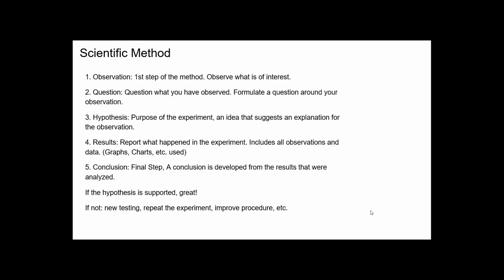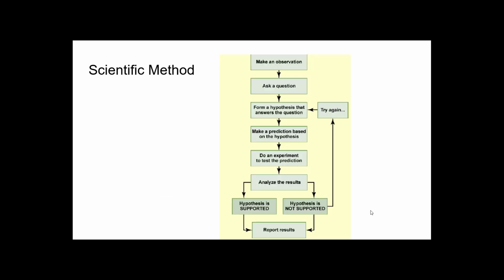But what if that doesn't happen? Then you'll have to take a step back. New testing, repeat the experiment, improve procedure. And science is always changing. We are still finding things that we didn't know before. So science constantly changes. And if it changes on something that you had a hypothesis supported before, you'll have to go back and repeat it again with new information to see if it still stands up. So it's very fluid. We change with whatever new information comes in. And here's just a chart to show you exactly the steps of what I basically summarized in the previous one.